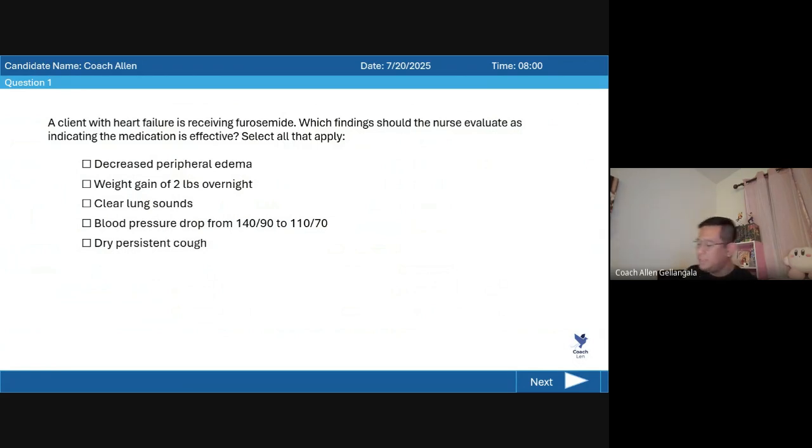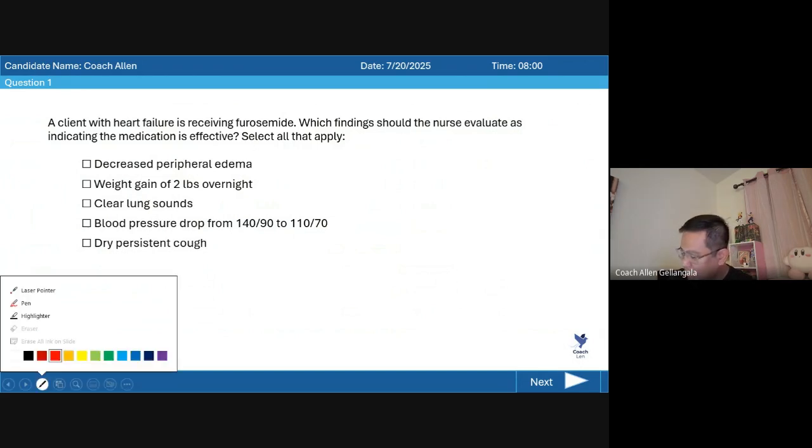We now have question number one. You have a client with heart failure that is receiving furosemide as a medication. Which finding should the nurse evaluate as indicating that the medication has been effective? For those who are on TikTok as well, you have a patient who has furosemide. Which finding should the nurse evaluate as indicating that the medication is effective? Please select all that apply.